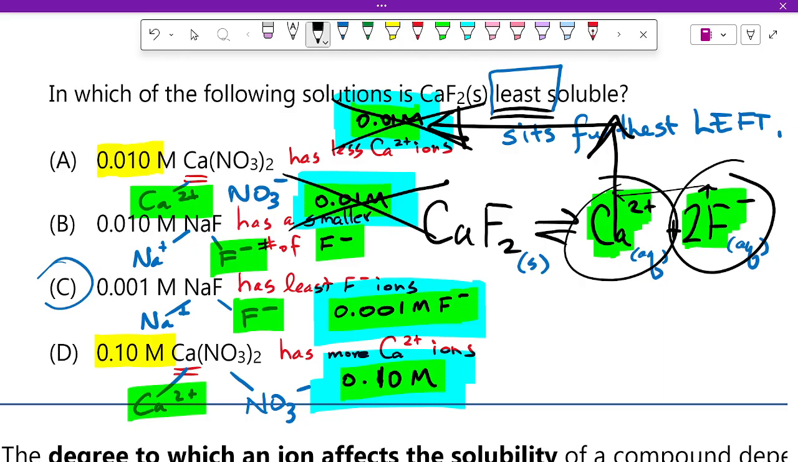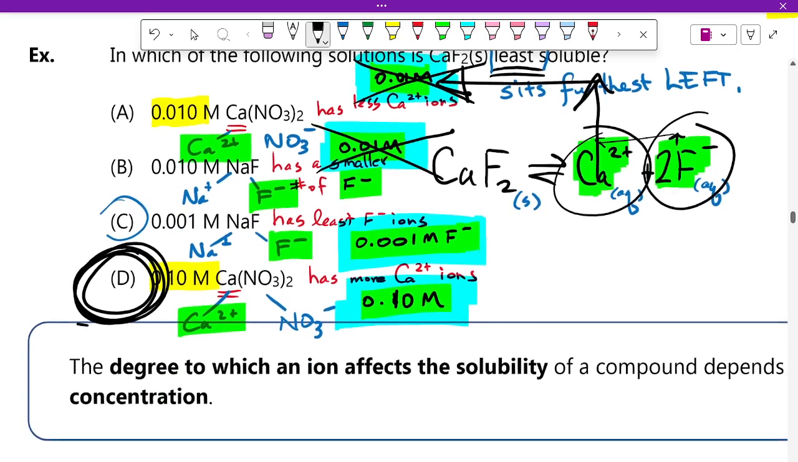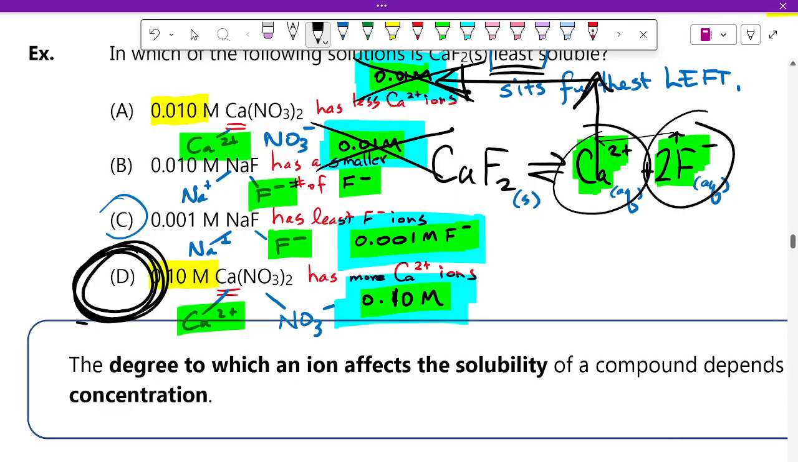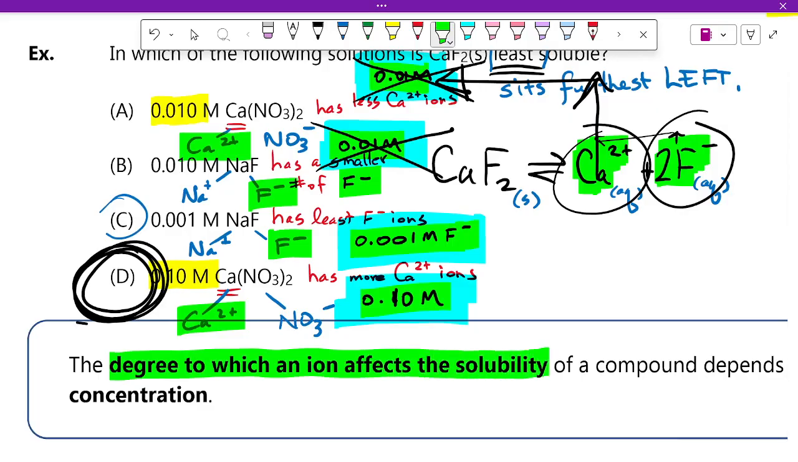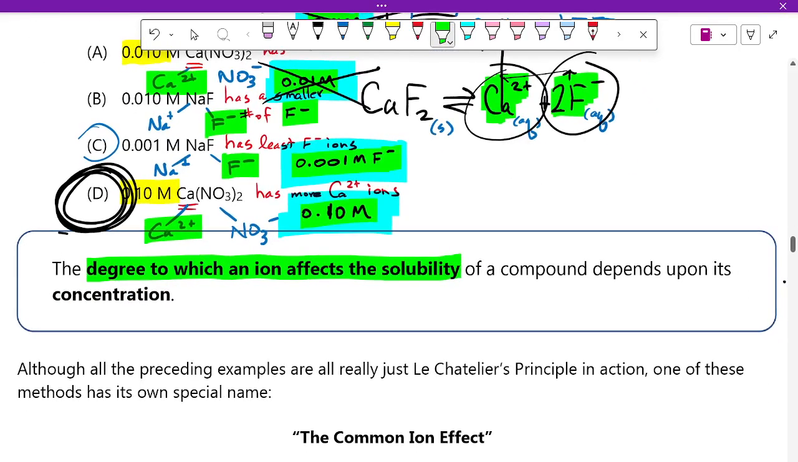Yeah, okay. So which one is calcium fluoride the least soluble? D. See, you were right. Yes, very nice. Okay. So the degree, and we had just said this, the degree to which an ion affects the solubility depends on its concentration. The greater the concentration, the more it affects the solubility.